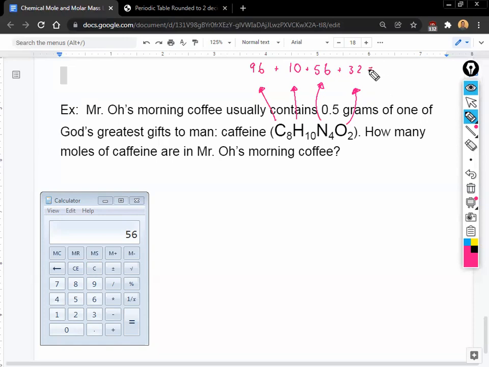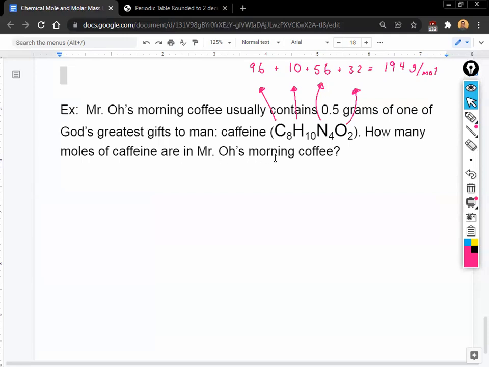Okay, we're going to find the molar mass. We add up 96 plus 10 plus 56 plus 32. That gives me 194. So 1 mole of caffeine is 194 grams per mole.